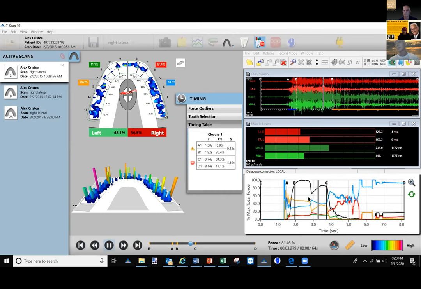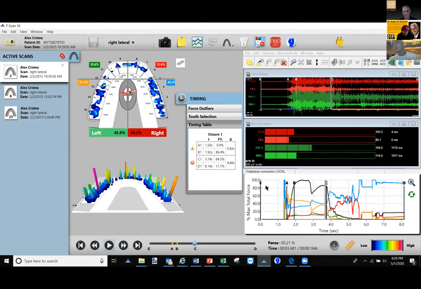Then he re-squeezes, because I told him to re-squeeze. Now bite down, Mr. Cristea. And now he's going to go to the right. I'm just going to stop this for a second. See this here? This is excursive friction. You cannot see this in any other way. This is the tops of the teeth rubbing together and creating friction. And you're going to watch it play in the movie. You're going to see this area stagger and chop instead of just dropping nicely.